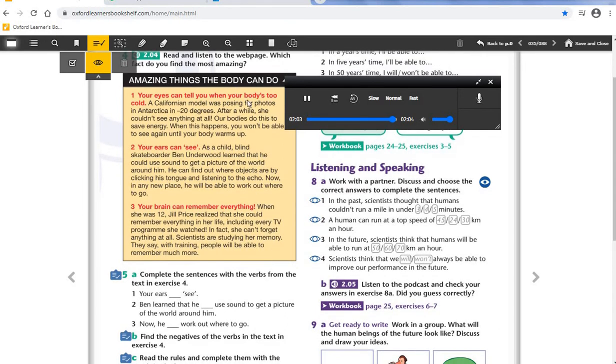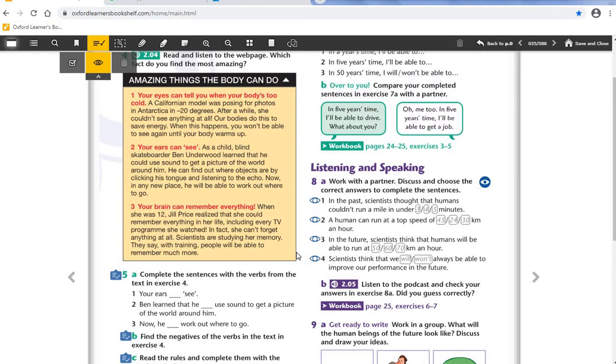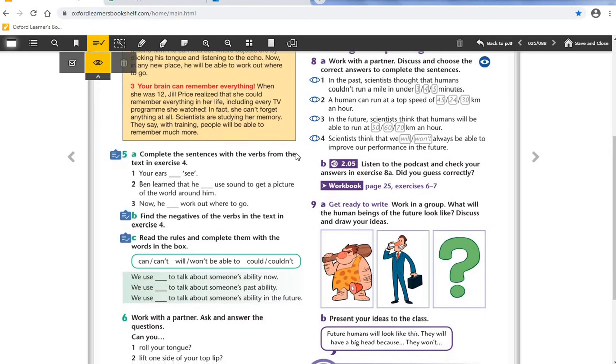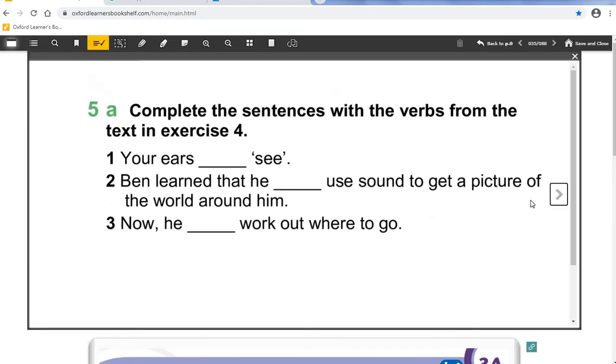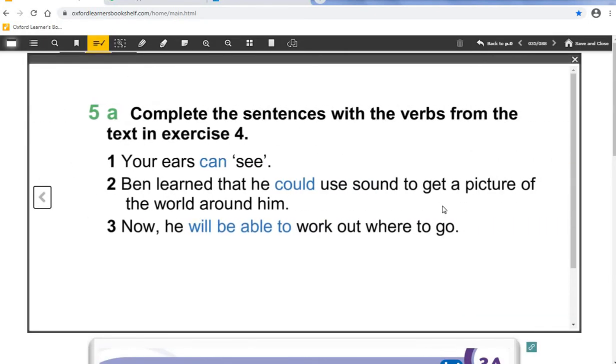Okay, we talked about the most interesting fact for you. And now complete the sentences with the verbs from the text in 4. Your ears can see. Ben learned that he could use sound to get a picture of the world around him. Now he will be able to work out where to go.